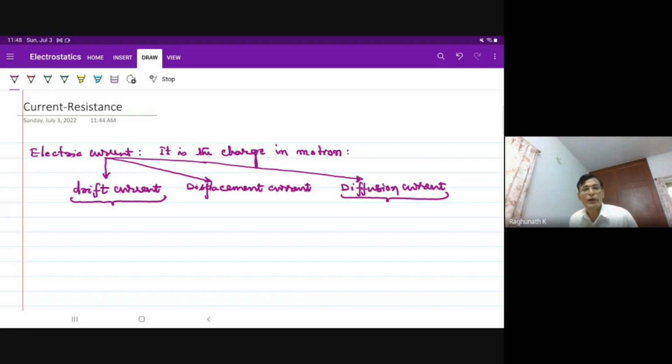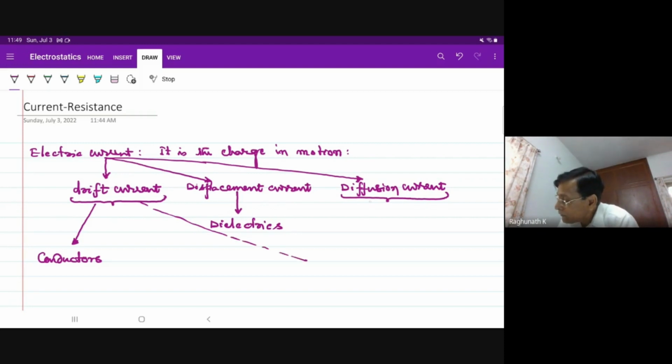Once again, displacement is the current that we normally talk about in dielectrics. Drift current in conductors, and both drift and diffusion current in semiconductors.